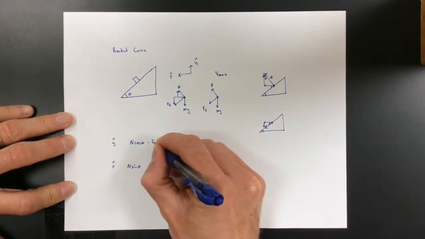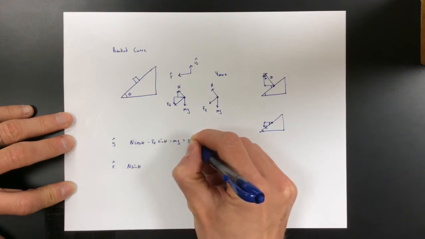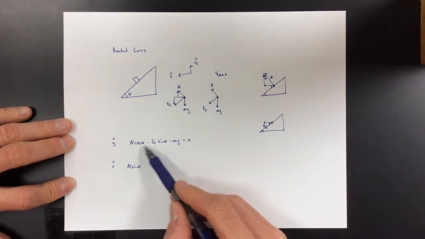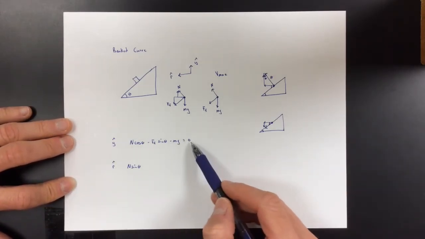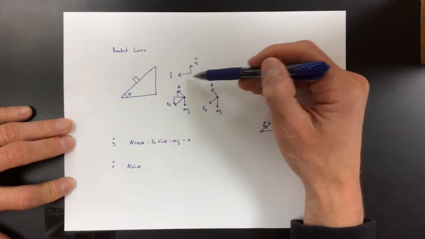So minus the force of friction sine theta, of course, minus mg, and that equals 0. And again, don't overcomplicate physics. This is just the up minus the downs. And it's equal to 0 because we know we're not accelerating in this direction. Vertically, we're not doing anything.